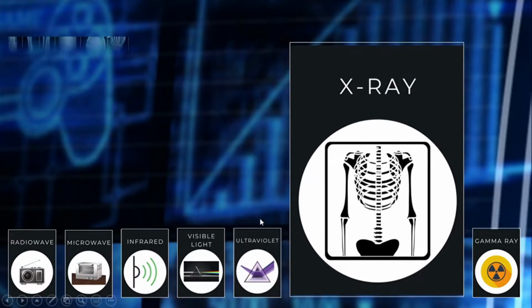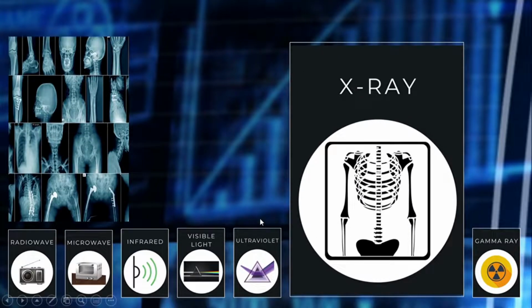X-ray. Diagnosing bone fractures. X-rays are produced using an X-ray tube. They are emitted when fast-moving electrons hit a metal target. Long wavelength X-rays can penetrate the flesh but not the bones. That's why it is used in diagnosing bone fractures.